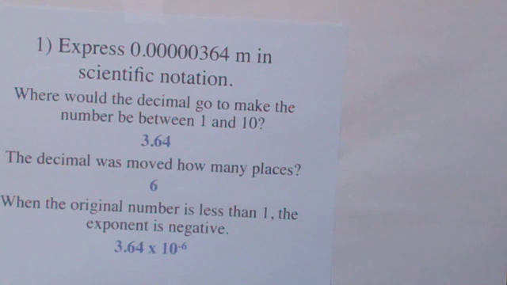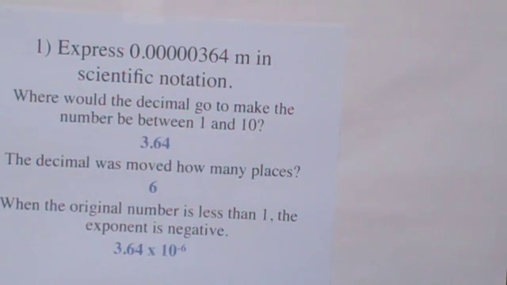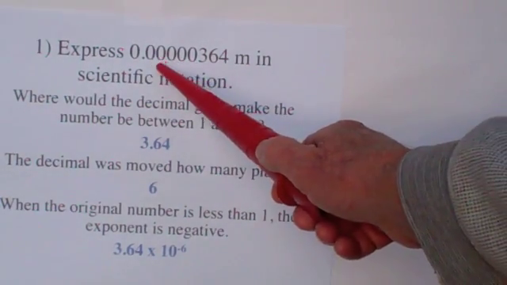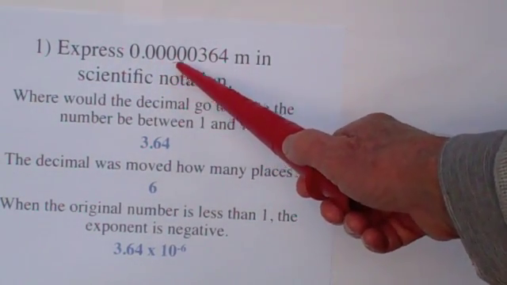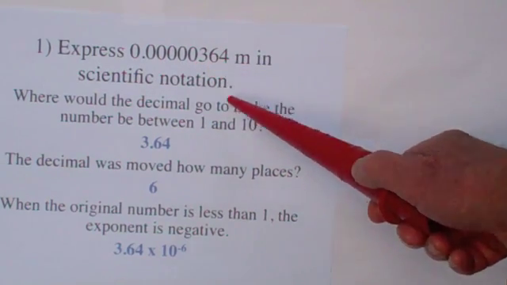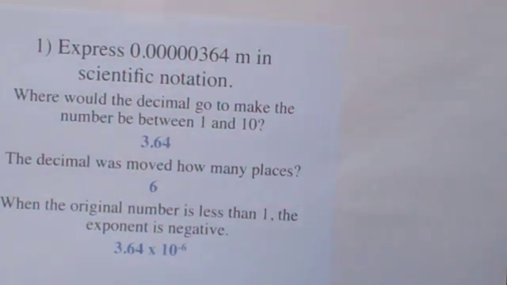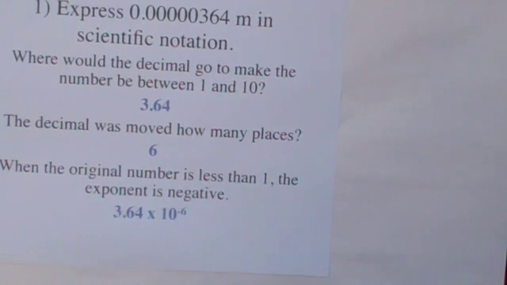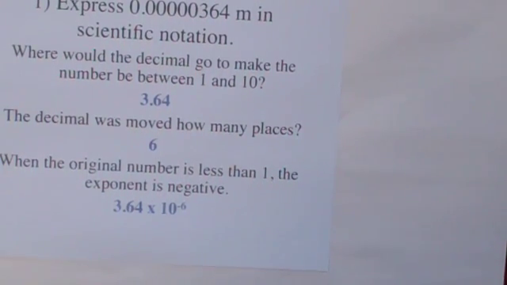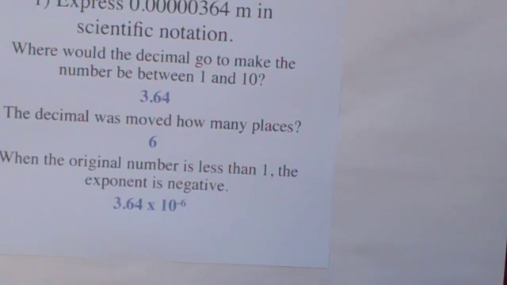Now, we move the decimal how many places? You count. How many places? 1, 2, 3, 4, 5, 6. So we counted 6. So this number that is less than 1, where we had to move the decimal 6 places, would be expressed as 3.64 times 10 to the negative 6th.